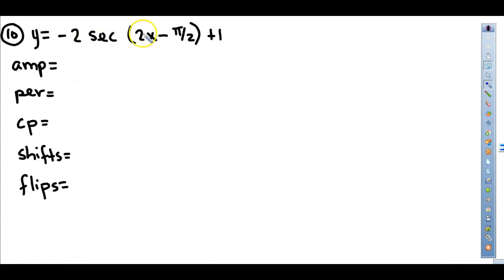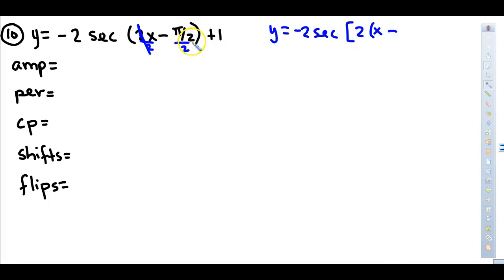Now what you notice about this one is B is not 1, C is not 0, so we're going to factor. Factoring out that 2, now you're dividing both of these by 2 when you do that, okay? So that just leaves me with an x here minus pi over 2 divided by 2, which is the same thing as pi over 2 times 1/2. So pi over 4. And then plus 1. Okay? So we're going to use this equation right here, in which this is my A, that's my B, this is now C, and this is D.